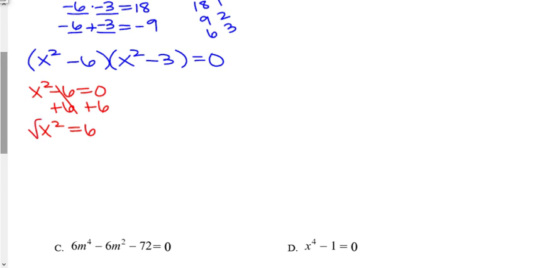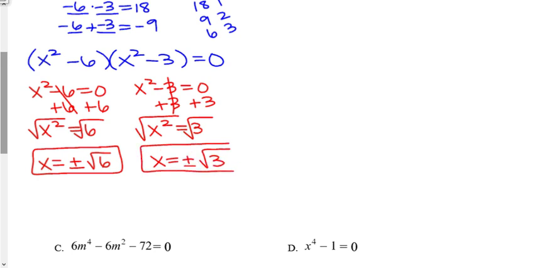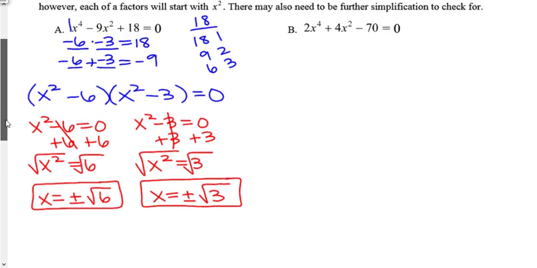And then when I take the square root of both sides, I'm left with plus or minus the square root of 6. And that's it. Don't forget the plus or minus. x squared minus 3 equals 0. I'm going to add 3 to both sides. I get x squared equals 3. And then I take the square root of both sides. x equals plus or minus the square root of 3. And you cannot simplify root 3 or root 6, so we're just going to leave those the way they are. Simple enough.